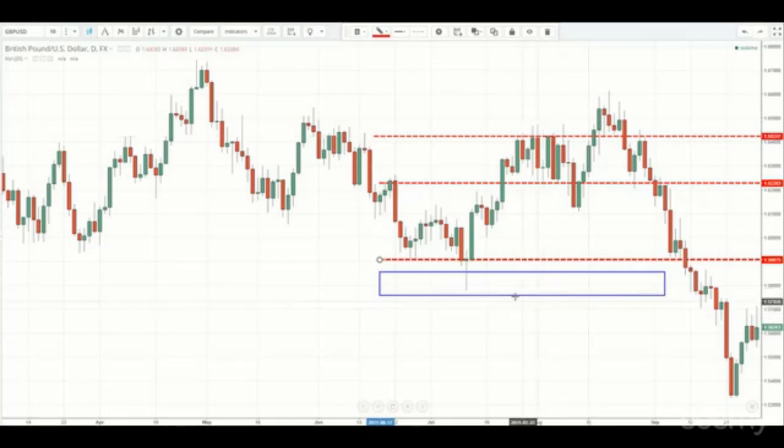Just make sure that we stick to the important things. We find a harmonic move, and harmonic is just a rhythmic move, so you can see pretty rhythmic, pretty symmetrical, and we look for a good entry point. We look for price action to tell us we're entering at the right area.